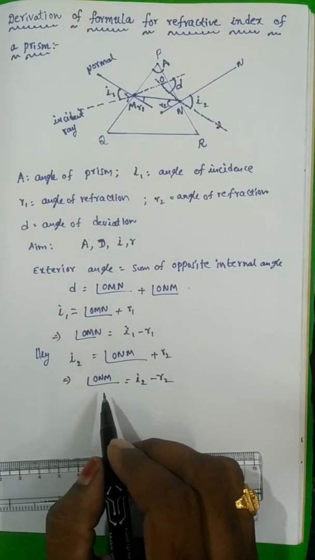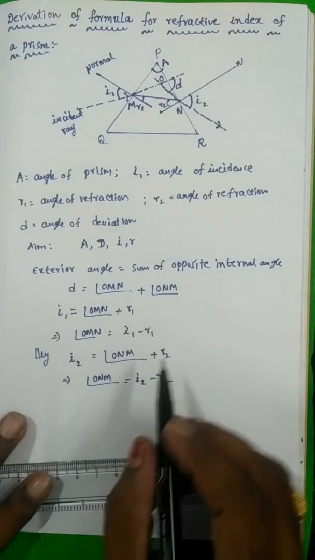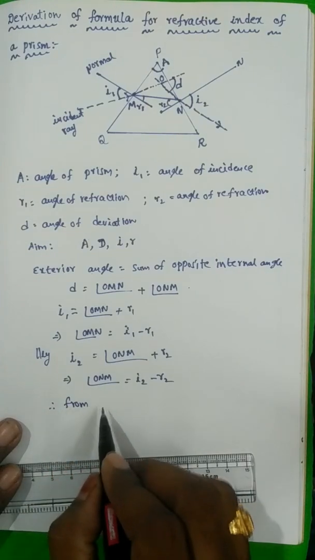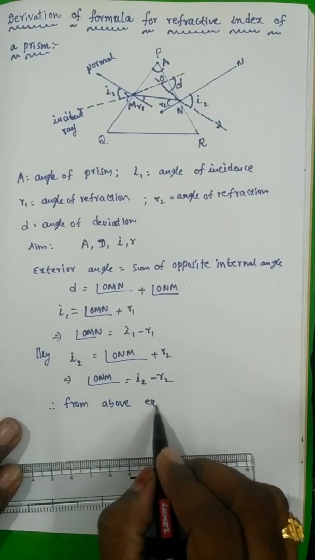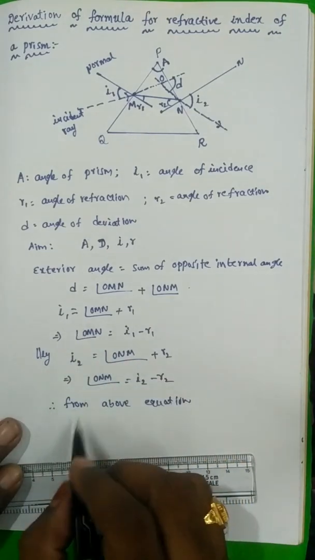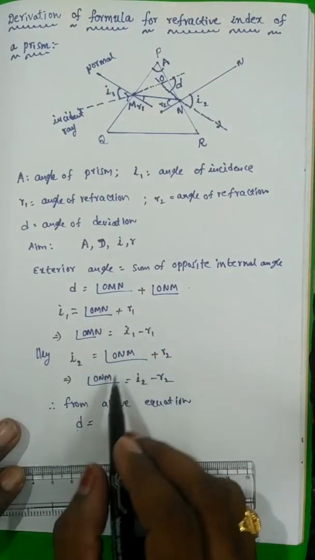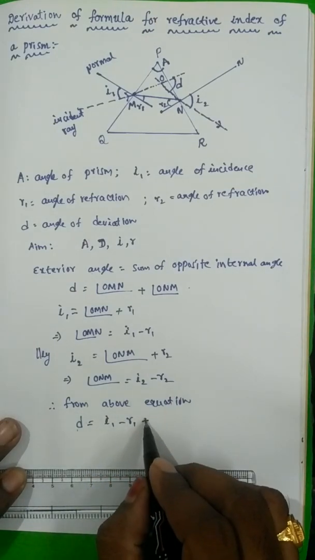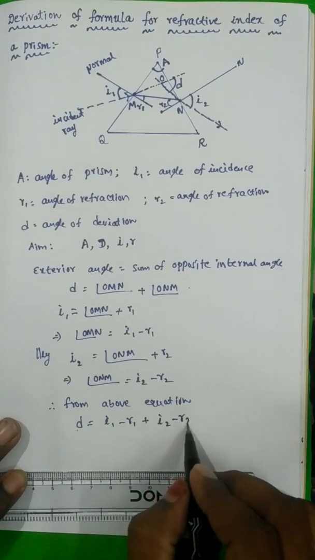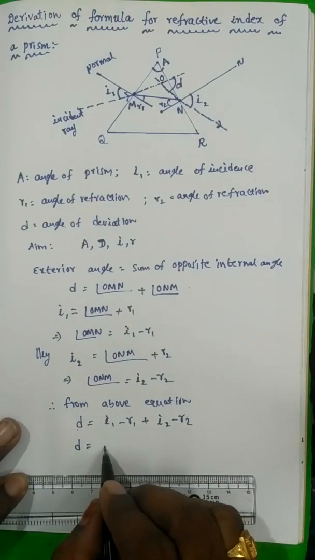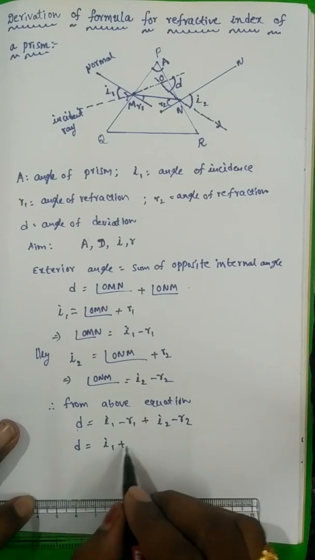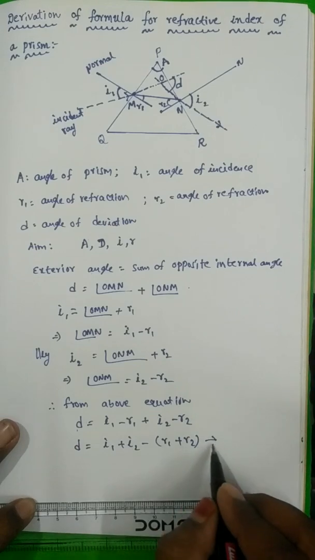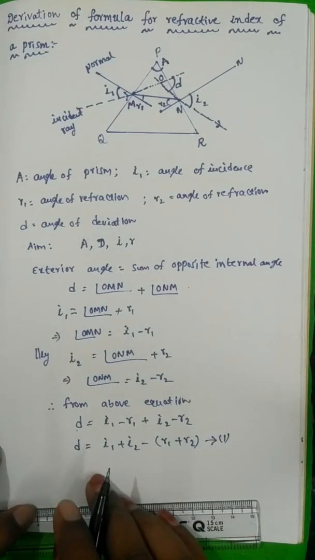Now if we substitute these values of OMN and ONM in the above equation, we can write d equals (I1 minus r1) plus (I2 minus r2). If we interchange those, taking I1 plus I2 together and minus (r1 plus r2), d equals (I1 plus I2) minus (r1 plus r2). This is called equation number 1.